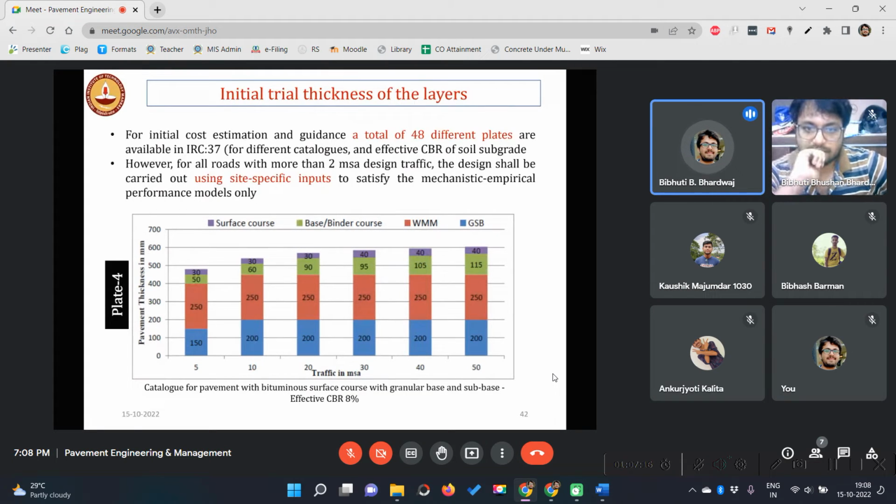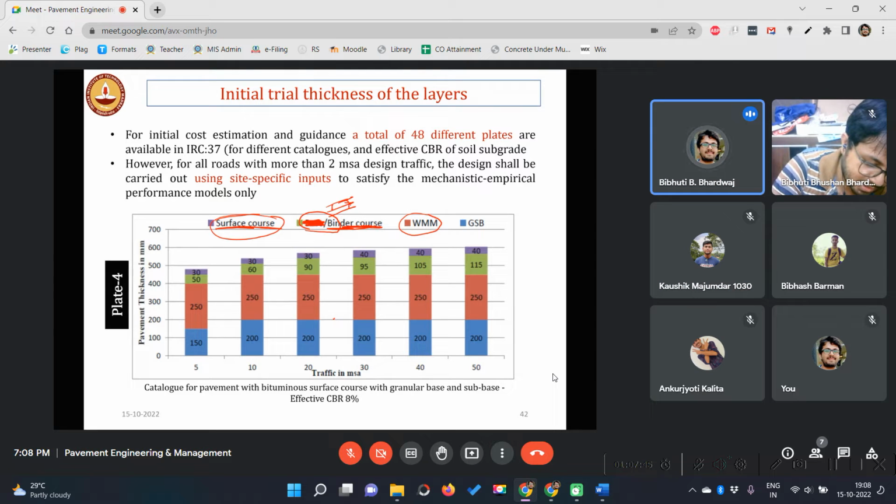Ultimately we need to find out the thickness of the layers, right? Thickness of the surface course, thickness of the base course. WMM is wet mix macadam generally. The term surface and base will confuse you. So remember binder course: this surface and binder together is our first layer.